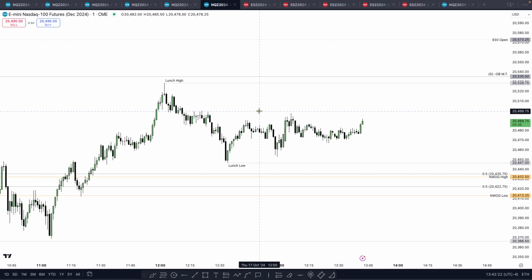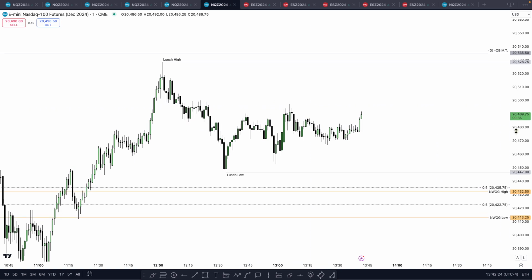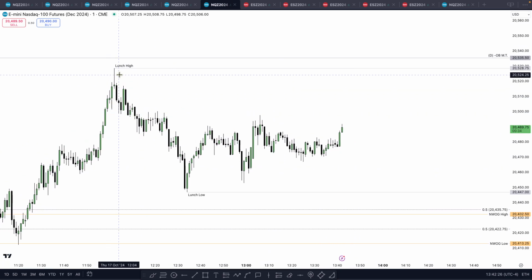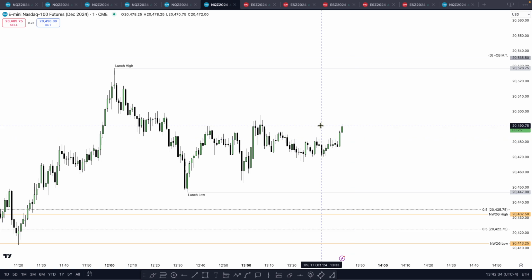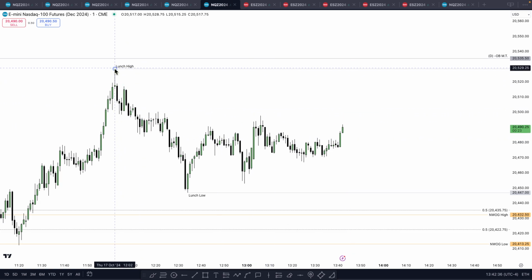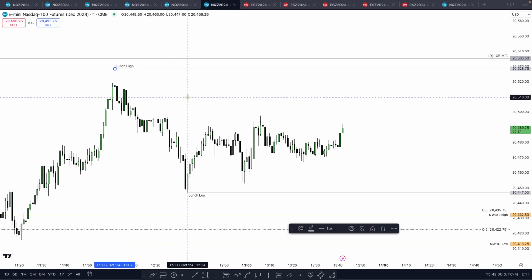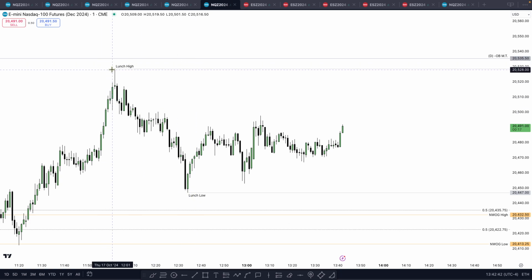Okay. So right now they're building this range. Lunch high. If we're just looking at the lunch session, of course, lunch low is here. That level 20,044.7 even. Okay, lunch high formed right at 12:02 p.m. Eastern Time, 20,528.75. Right, that is your external range liquidity.